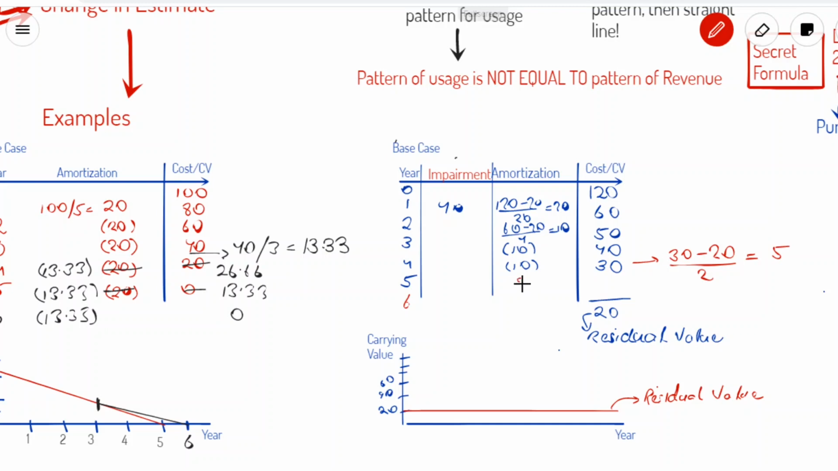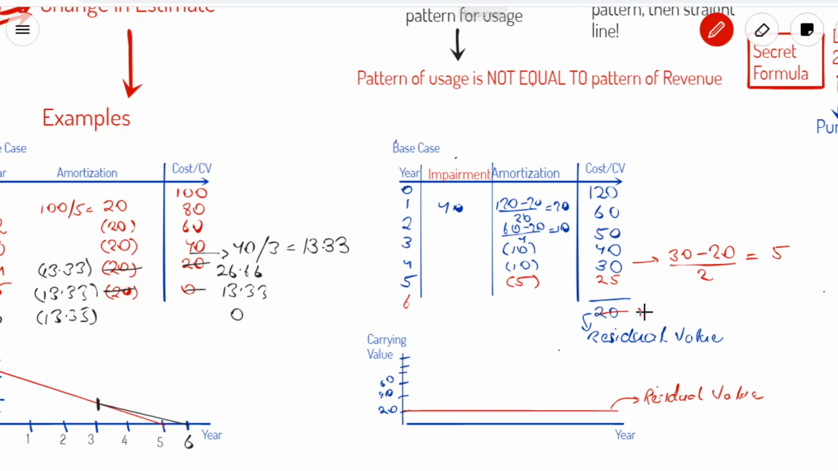right? Now, if at the end of the 5th year, if we realize that the residual value is now actually just $10, what do we do now? Well, which means that for the 6th year, we would have to update our estimate of the residual value.